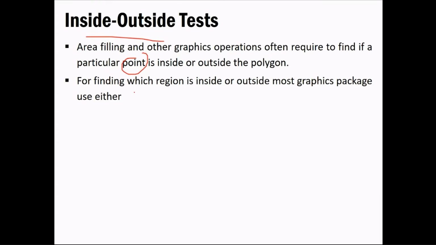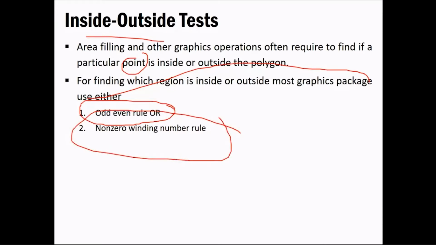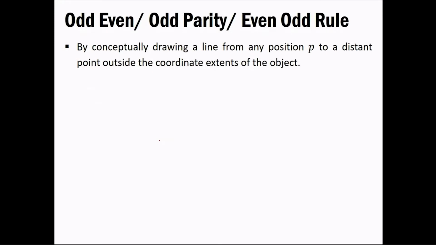For finding which region is inside or outside, most graphics packages use one of two things. The first is the odd even rule, and the other is the non-zero winding number rule. Pay attention over here, it is very simple, we just need to go through it. So the odd even rule and the non-zero winding rule. The odd even rule is also known as the odd parity rule or even odd rule.